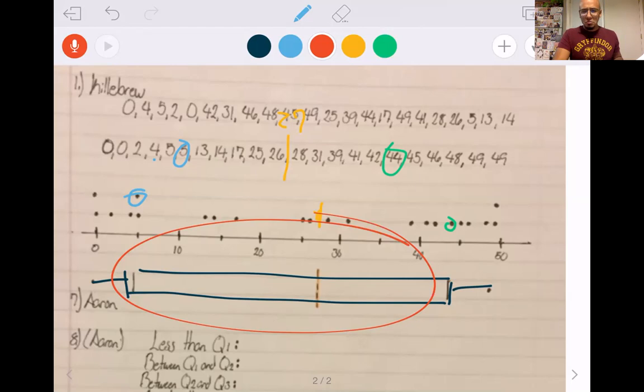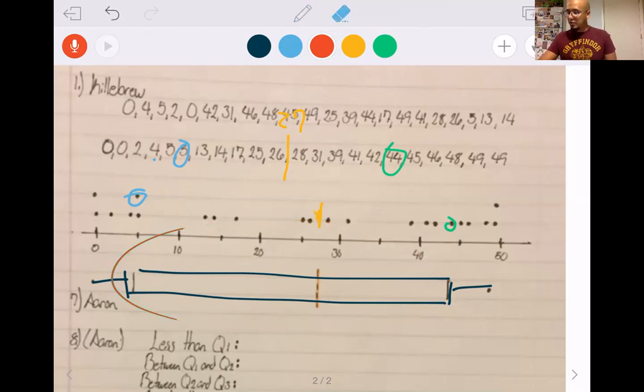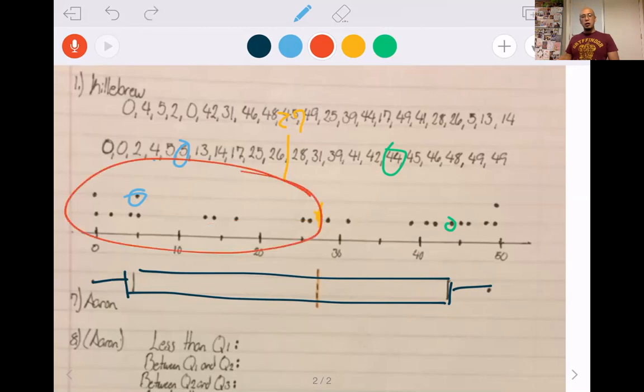Yeah. Number 15, what percent of years did Kilbrew hit less than 27 home runs? So if we look at number 15 again, what percentage of years did Kilbrew hit less than 27 home runs? So 27 home runs is right over here. So that's the median. So what percentage is that? Well, if the median is 27, everything less than that would be 50%. So 50% of the years.